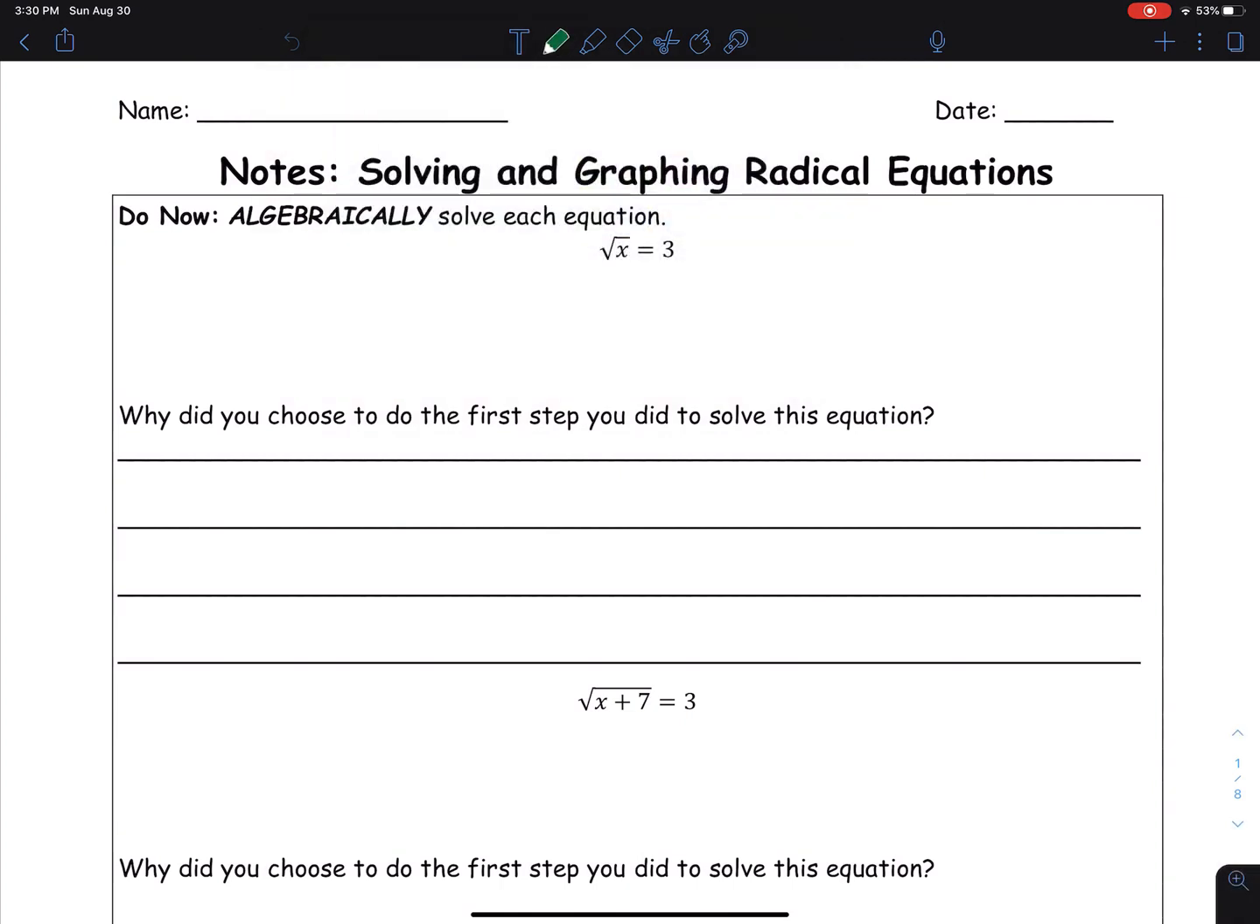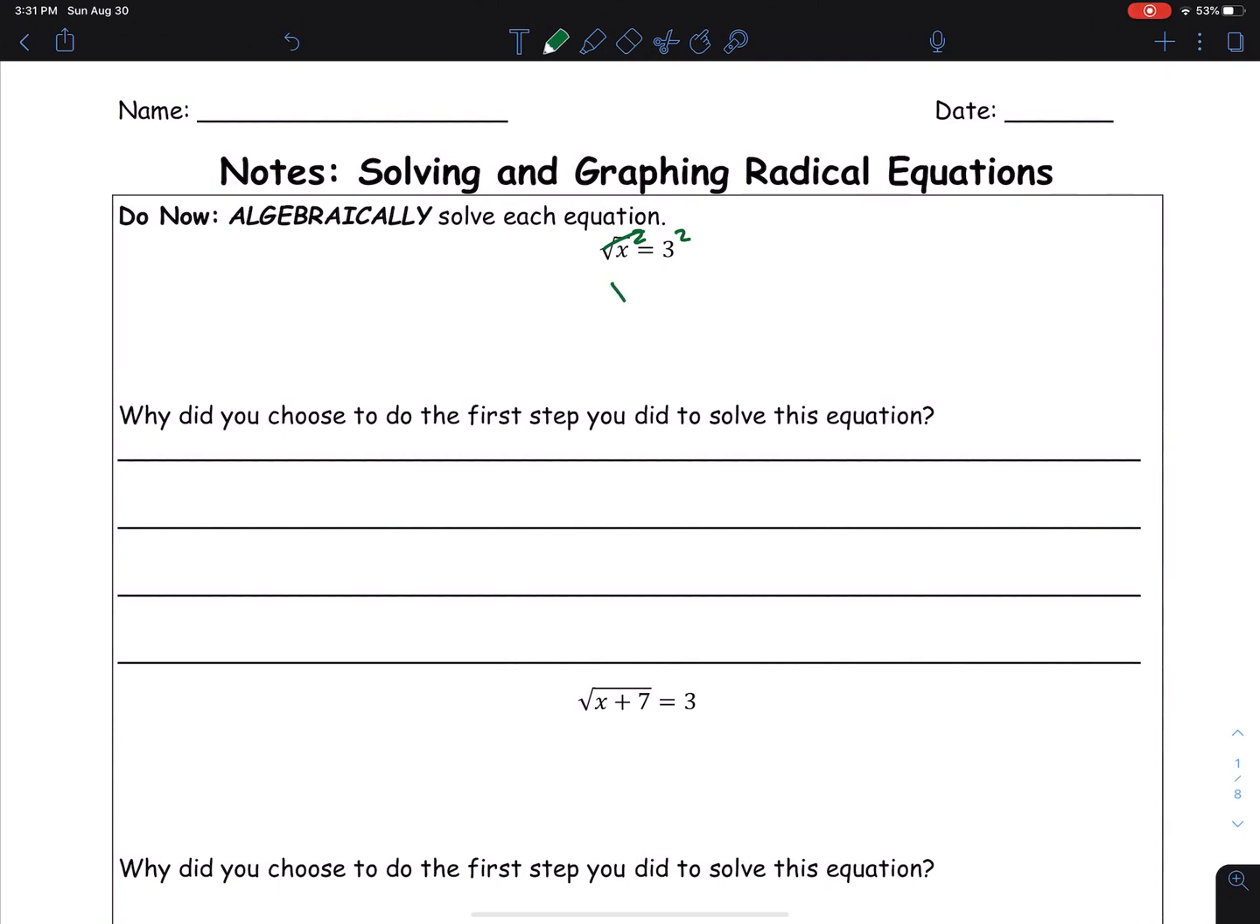So, for the first one, algebraically solve radical x equals 3. What would I do first to solve this equation? I'm going to square both sides of the equation. What does this allow me to do? Well, it's taking a square root of x, and then once you square it, that cancels out the square root because square rooting and squaring are inverse operations.